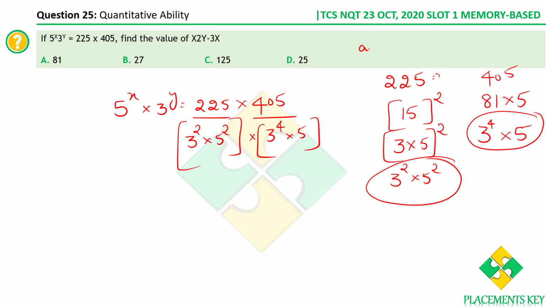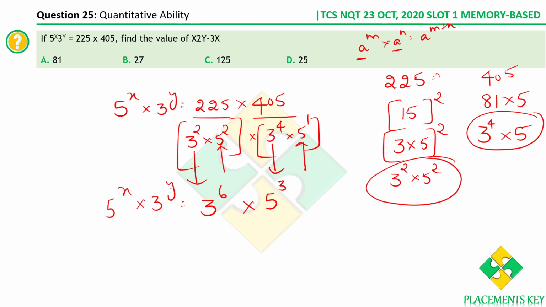We already know this, right? a power m into a power n is equal to a power m plus n. When bases are equal, you add the powers. So here the bases are equal, therefore you add the powers: 3 power 2 plus 4, that is 3 power 6, into, similarly, 5 power 2 plus 1, that is 5 power 3. Now this is given as 5 power x into 3 power y. Clearly on comparison, the value of x is 3, and 3 power y is equal to 3 power 6, so the value of y is 6.